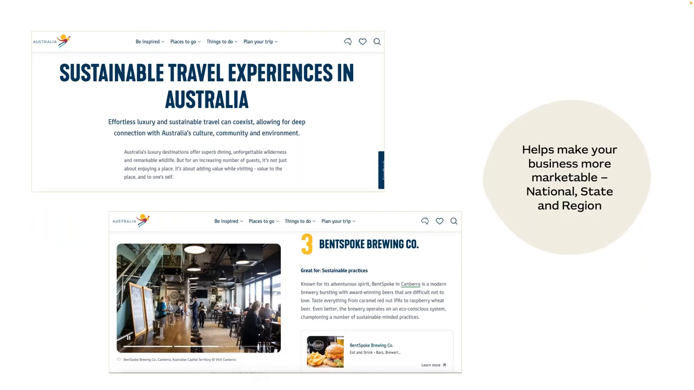It can also be a great way to help your business become more marketable. That can be media, with trade and national, state and regional tourism organisations too. So this is Tourism Australia, who've done various stories on sustainable travel experiences in Australia. And they're actively seeking products that are really doing some amazing stuff in sustainability. And therefore, you can be featured and elevated and become part of those stories just by taking action too.